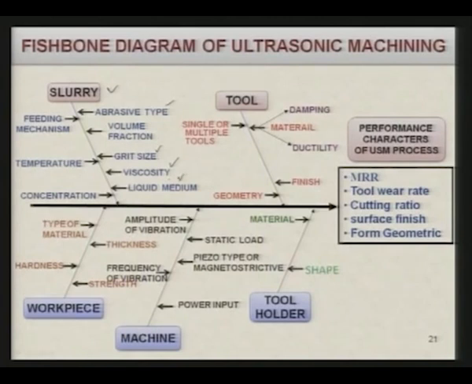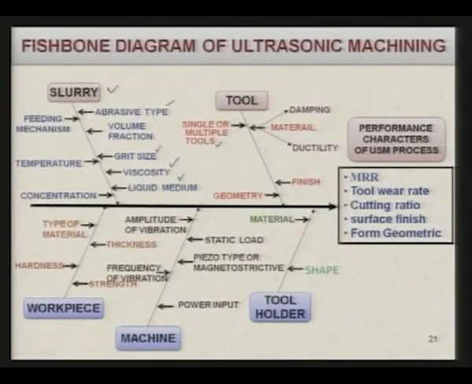Then another important parameter is the tool, whether you are using a single tool for ultrasonic machining or multiple tools. Multiple tools means more than one tool can be used for machining at the same time. I will show you one of the figures later on. Now, the material of the tool: what are the damping characteristics of the material of the tool, what is its ductility, this will also affect the performance of the ultrasonic machining.